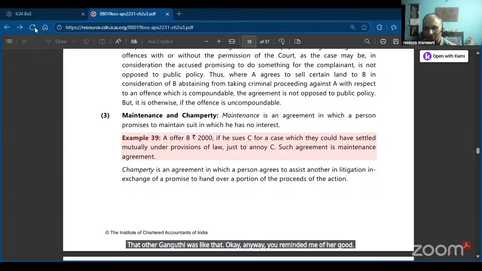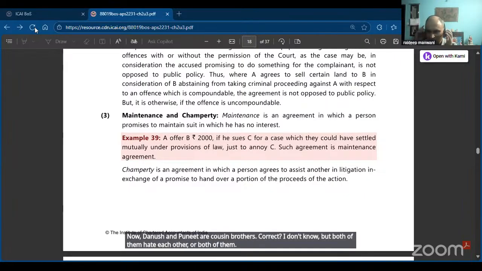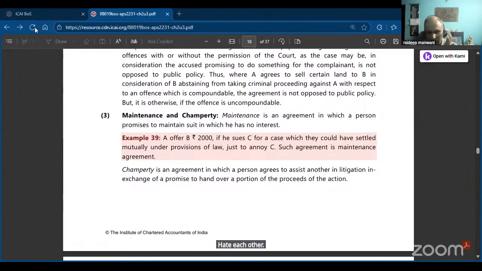Good. Let's come to the other two people, Dhanush and Puneet. Now let's come to the point. All actors in a class: Puneet Rajkumar, Dhanush. Dhanush is also an actor, no? Yeah, sir. Dhanush and Puneet are cousin brothers, correct or no? But both of them hate each other. They just don't like each other at all.